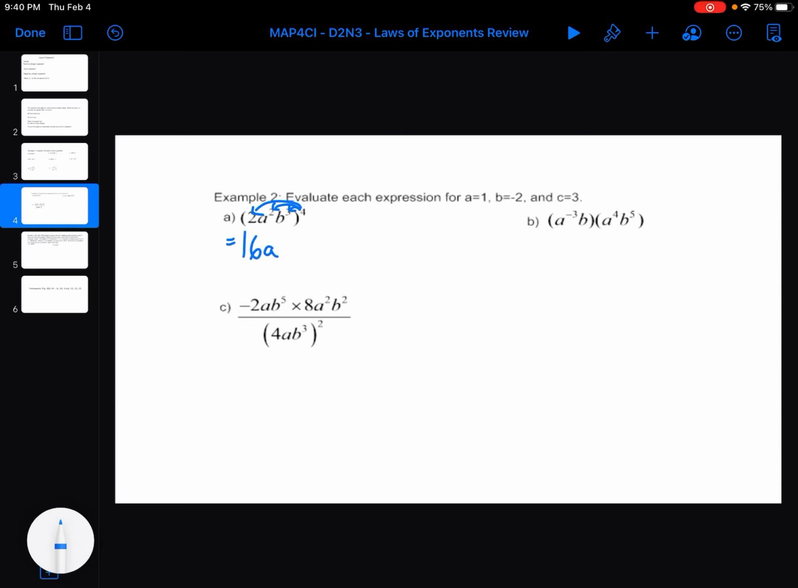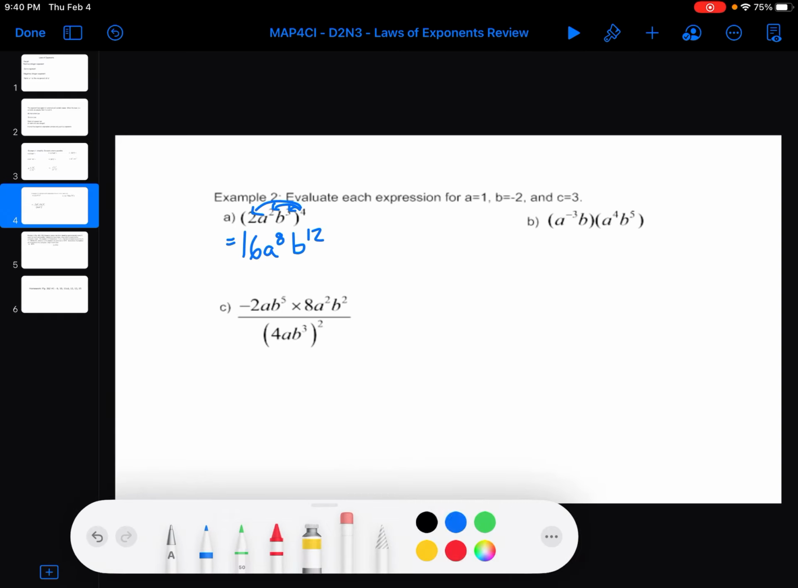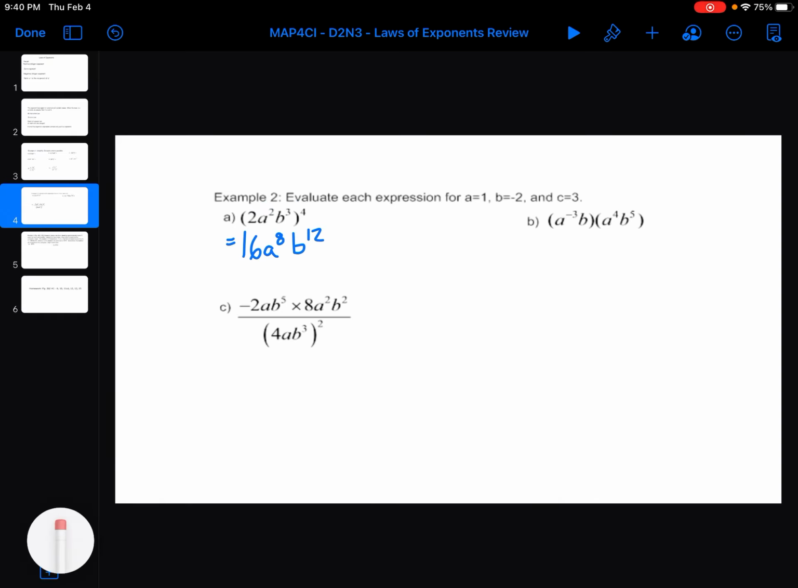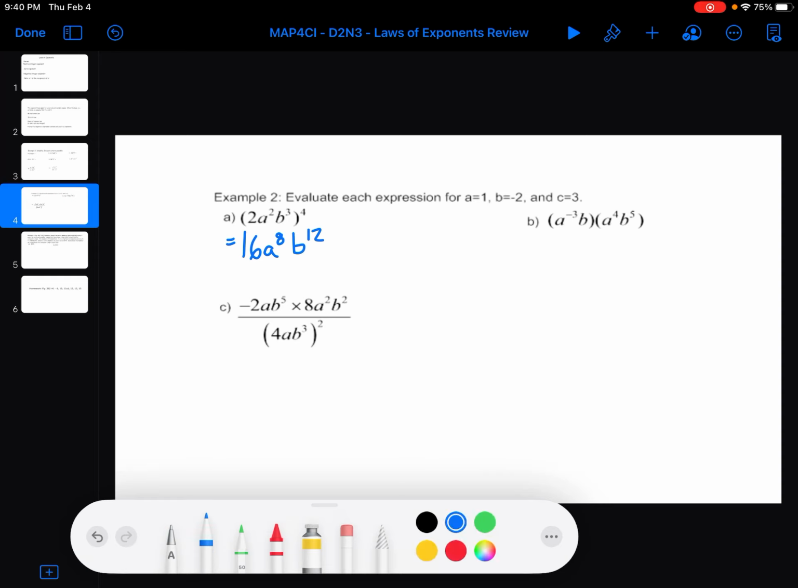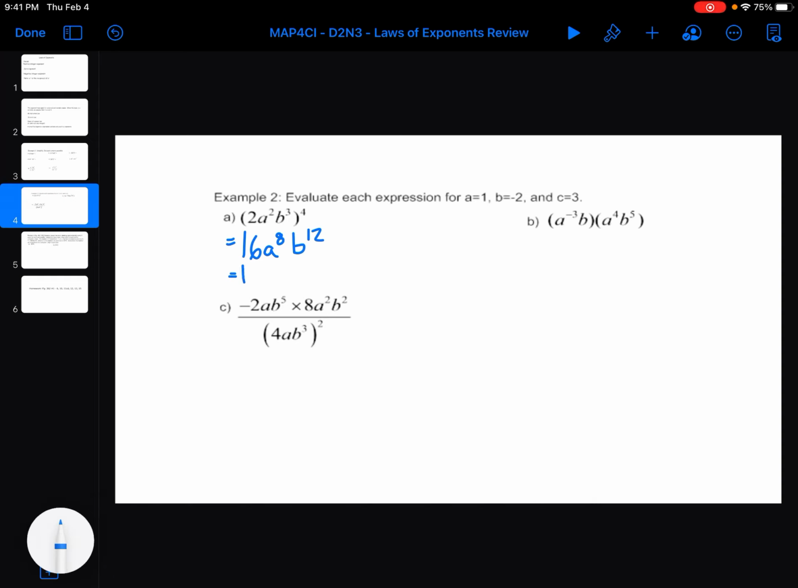Then I'm going to have a to the 8, b to the 12. Okay, and I'm going to get rid of those so you can see it a little better. Now I'm going to substitute in. So it's going to be 16, 1 to the 8, negative 2 to the 12.